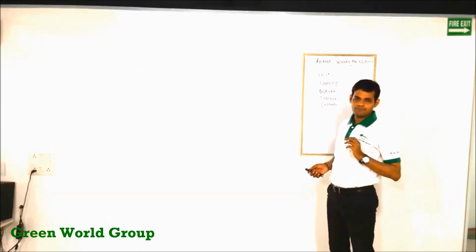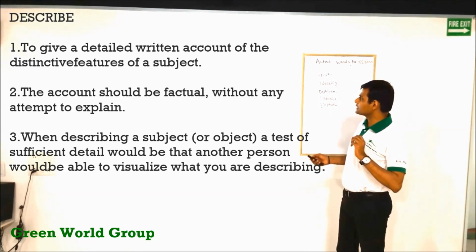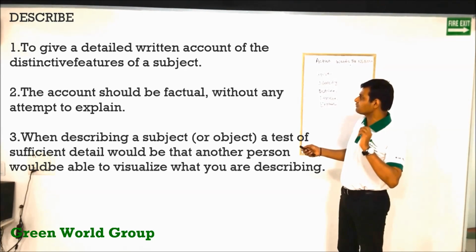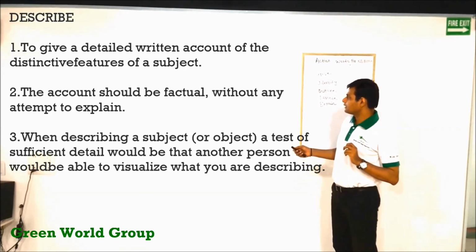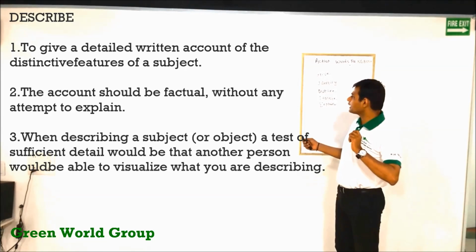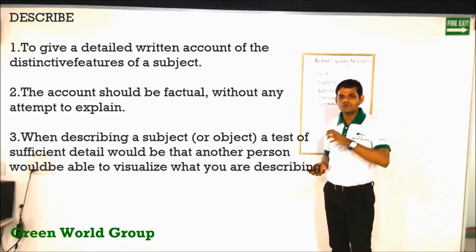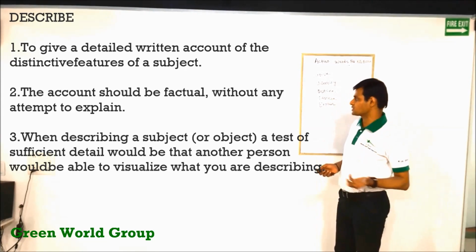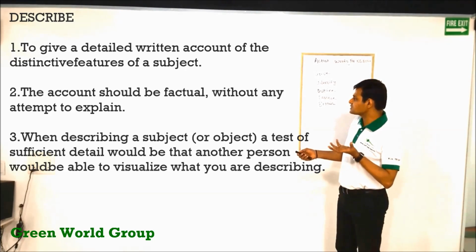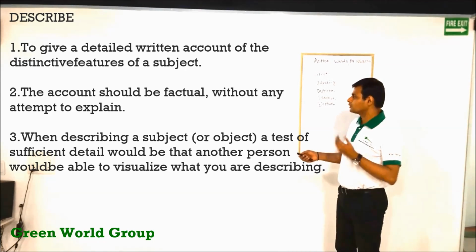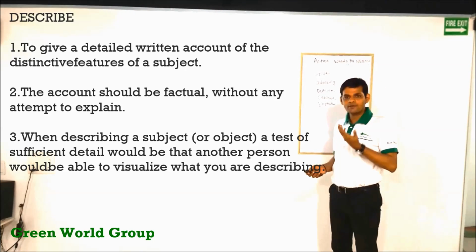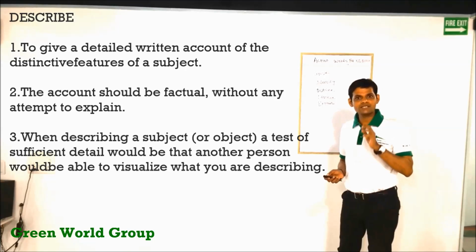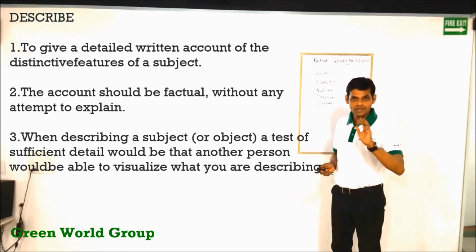Next is describe. Describe basically needs a detailed written account of the distinctive features of a subject. The information should be factual without any attempt to explain. Don't try to explain for the describe question. Describe needs sufficient detail so that a person would visualize. You have to visualize when you are describing. For describe questions, don't try to explain.